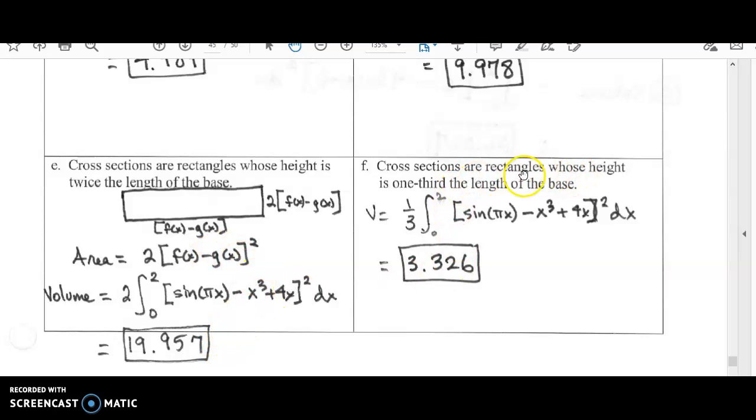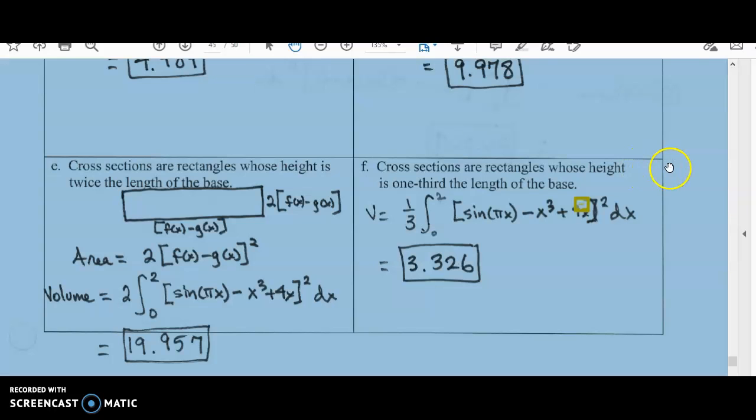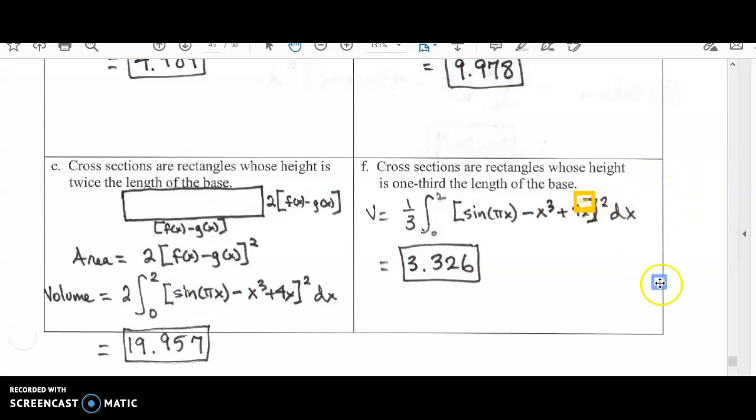And here's another one. Cross sections of rectangles whose height, whoops, I don't know what I just did there. Is 1/3 the length of the base. It follows from the same directions. And type it into your calculator.